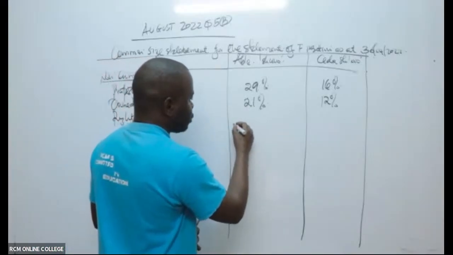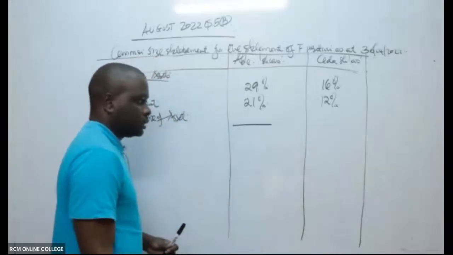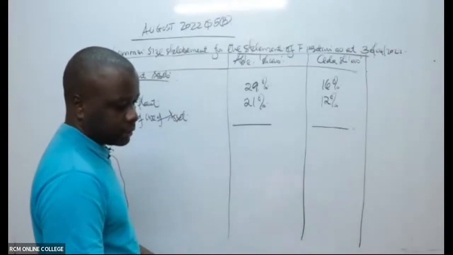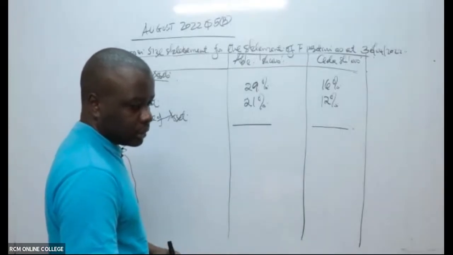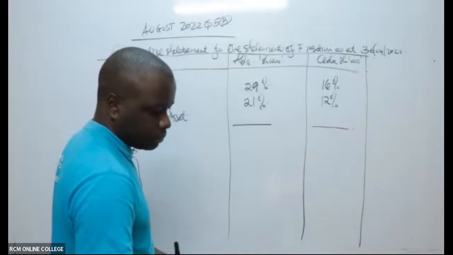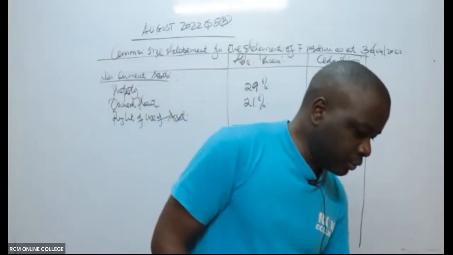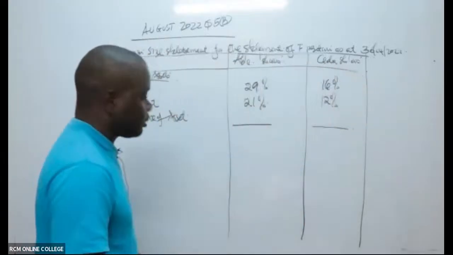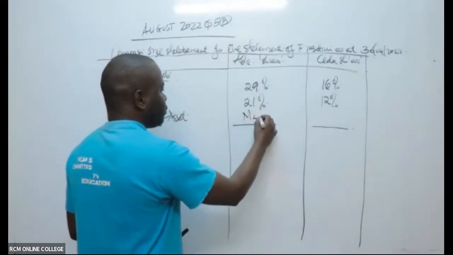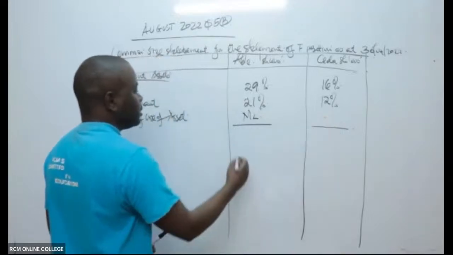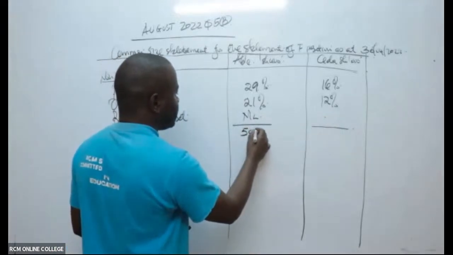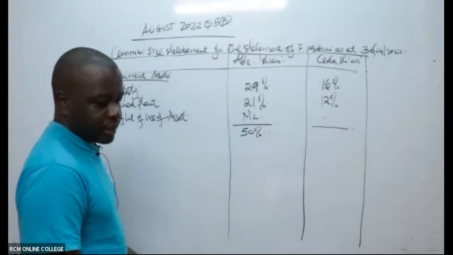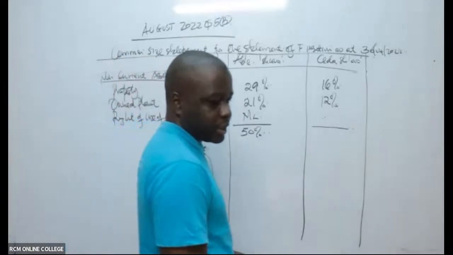So here you'll be able to get the total figure for the non-current assets. The right of use for the assets on this side will be nil because there is no figure there. And this one comes to a total of 50%. And this one will be 26.3, so we can say just 26.